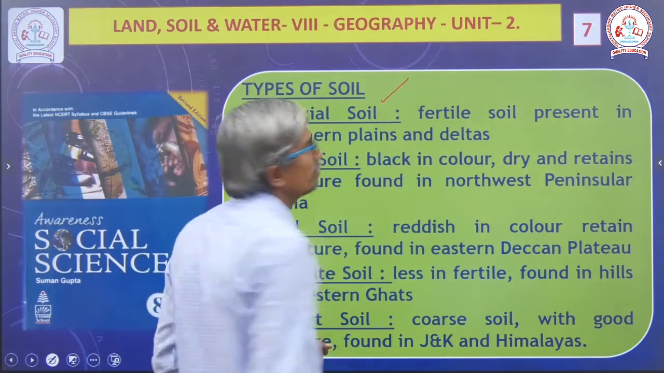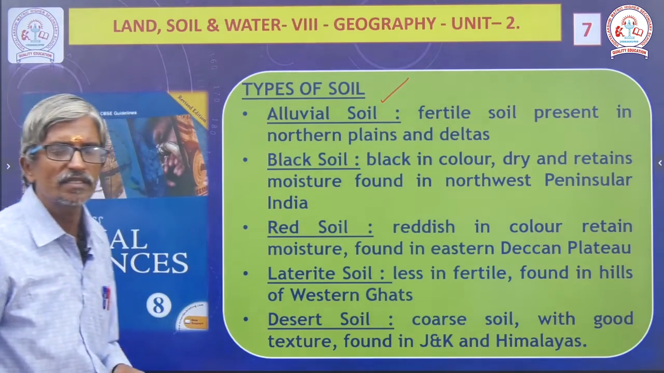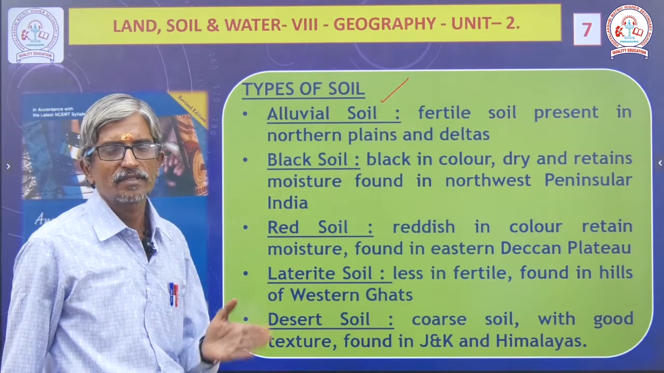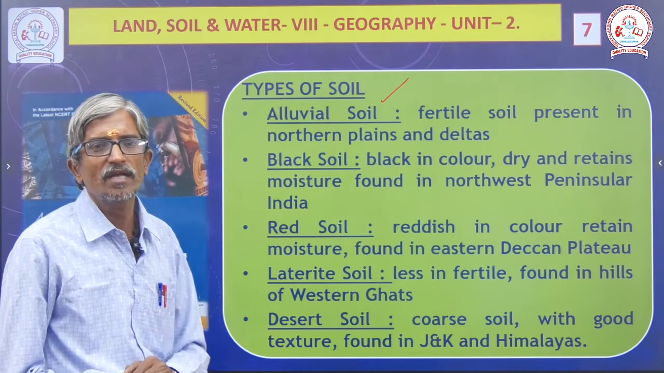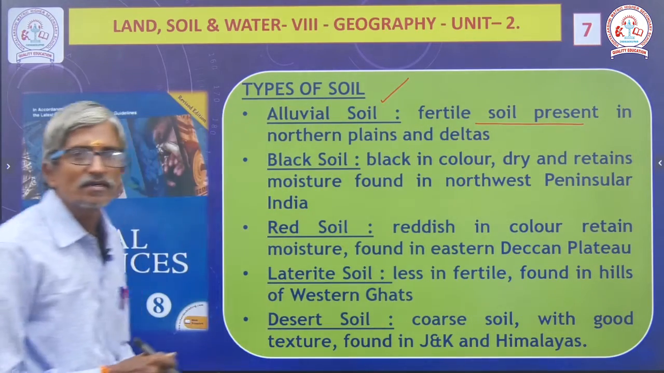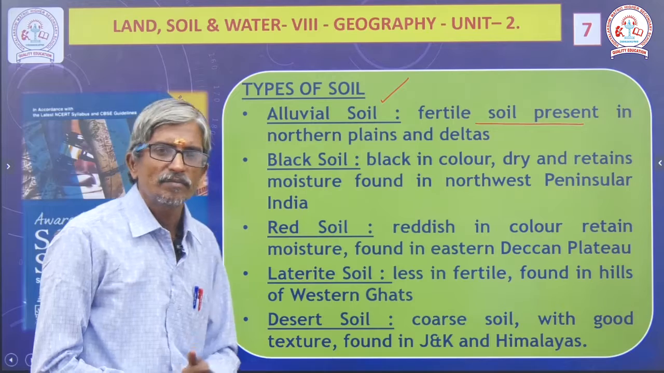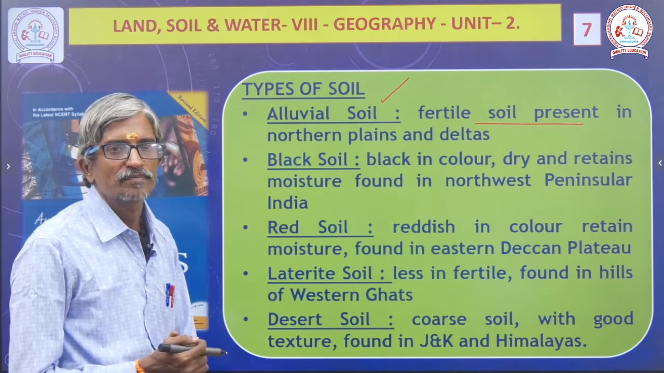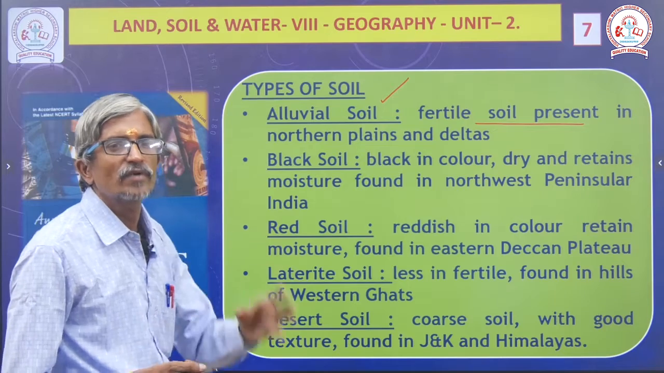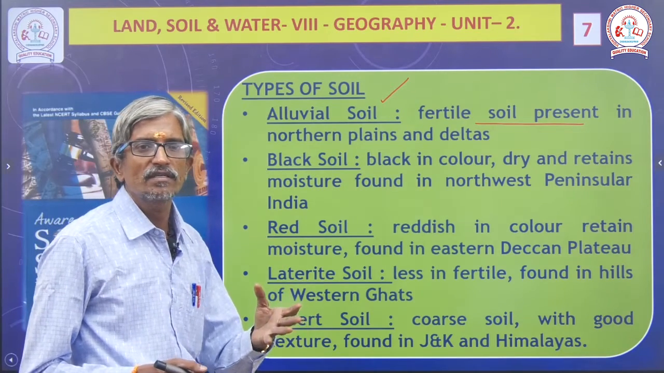alluvial soil, which is rich in humus content, that is why it is more fertile. The alluvial soil is abundantly available in the northern plain. Fertile soil is present in the northern plain and deltas because of the continuous flow of water. So the water deposits the humus content. That is why these soils are rich in humus.